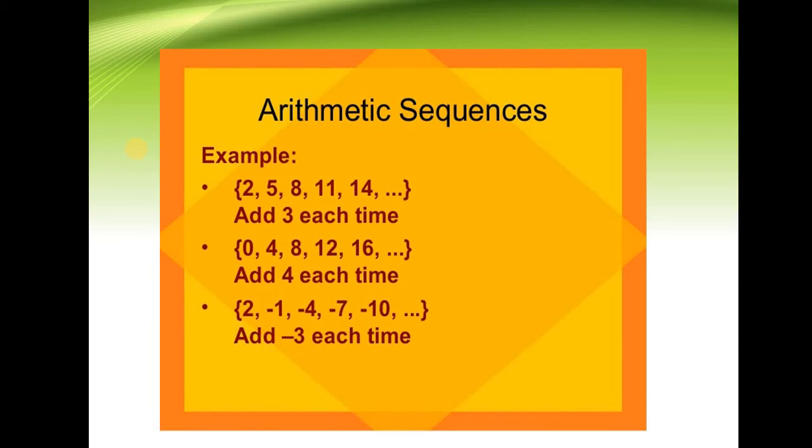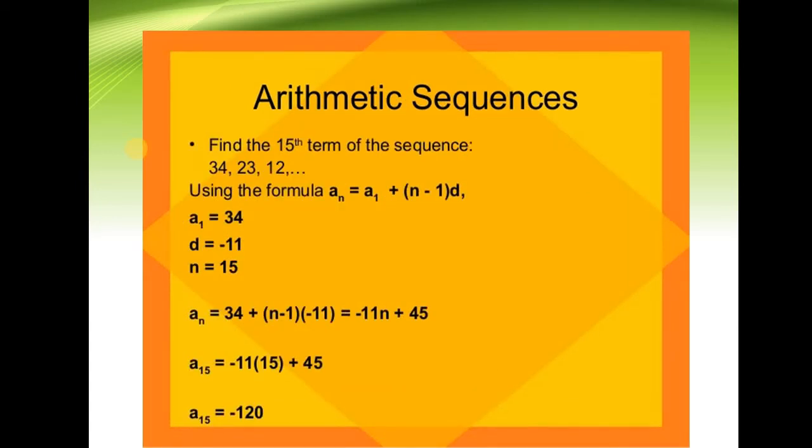These are further examples of arithmetic sequences, and the common difference has been shown below every sequence. 3 is the common difference for the first sequence, 4 is the common difference for the second, and similarly minus 3 is the common difference for the last sequence. Now look at this one.